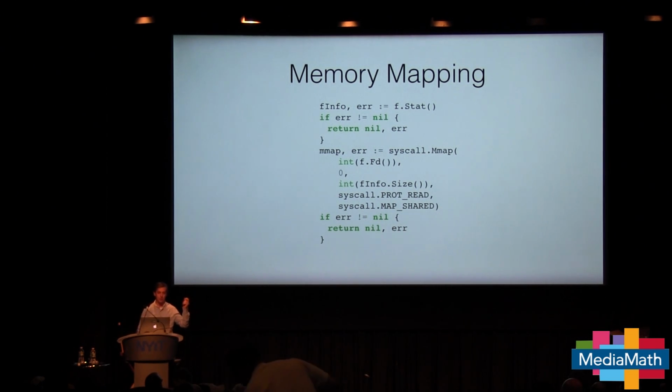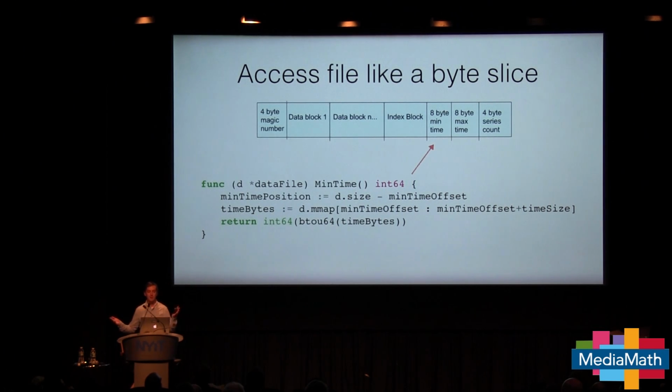So this is the code for doing a memory map. It's in the syscall package. I just put it up here because I hadn't used it before, so I thought it was kind of interesting. But once you do this, then you can access the entire contents of the file kind of like a slice, right? So here, we're getting the min time. And see, the min time, we know it's a well-defined position in the file. We get the position of that. We get the bytes for the actual time, and then we convert it to an int64. And there you can see the d.mmap thing. We're actually accessing it just like a slice, which is pretty awesome.